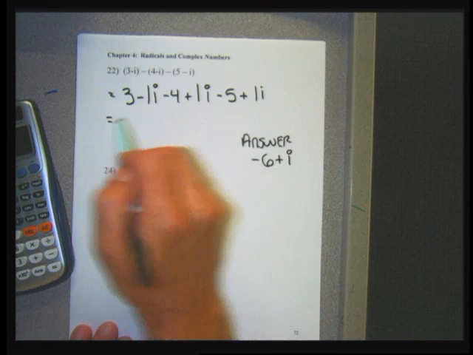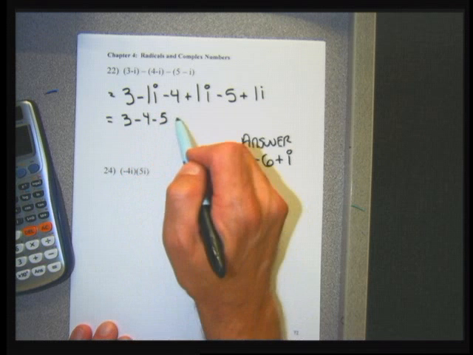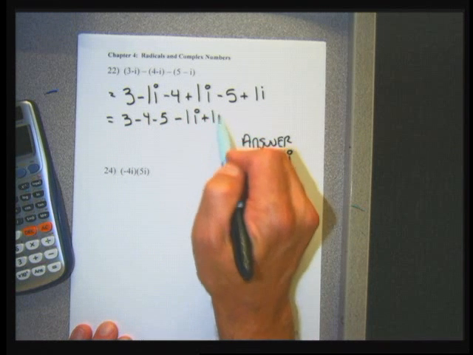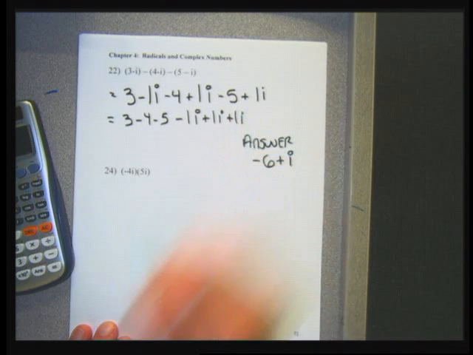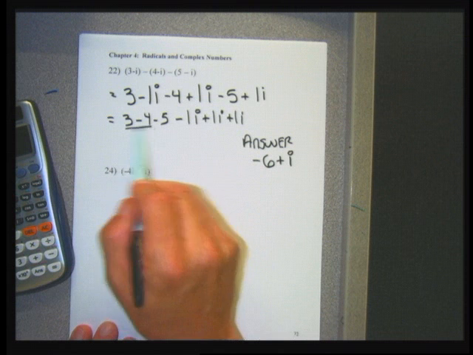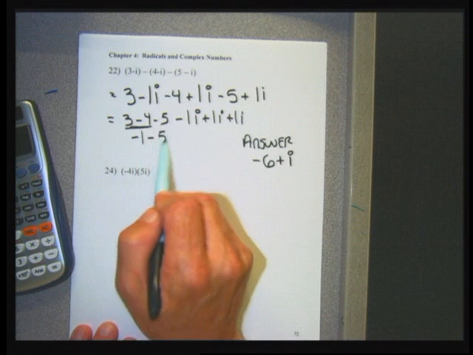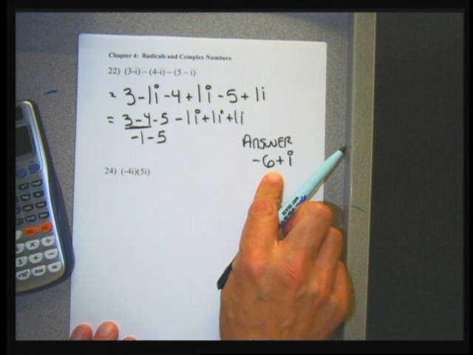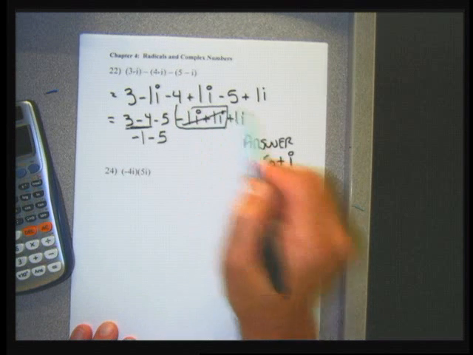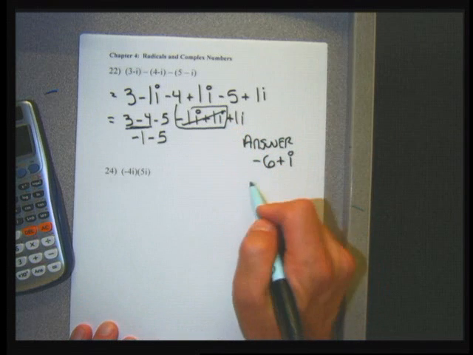Now I'll group the numbers, 3 minus 4 and minus 5, and group the i's, minus 1i, plus 1i, and plus 1i. 3 minus 4 minus 5, if I was doing that by hand, I'd go 3 minus 4 is negative 1, negative 1 minus 5 is negative 6, and then these two i's cancel each other out because they're opposites, and I'm left with that 1i, which I could write the 1 if I want to.